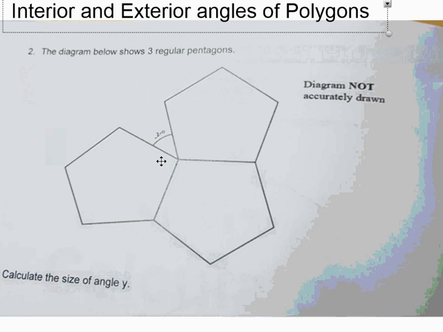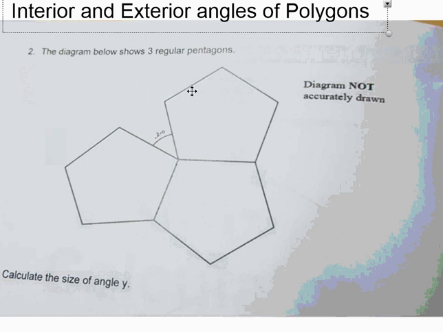Hello guys, we're going to be talking about interior and exterior angles of polygons, and the first thing we want to go through is to see if we can solve this problem, and from there we can talk about interior and exterior angles of polygons. The first thing we want to do is learn what polygons actually are.